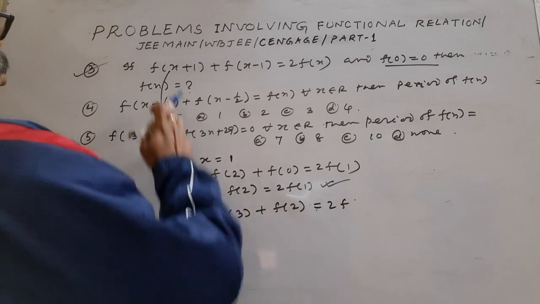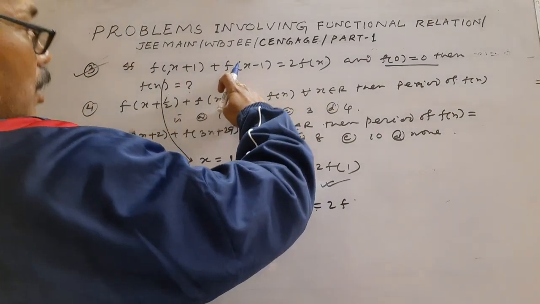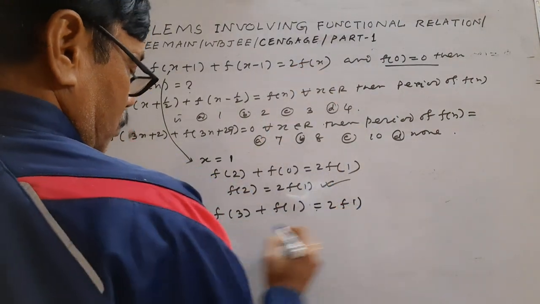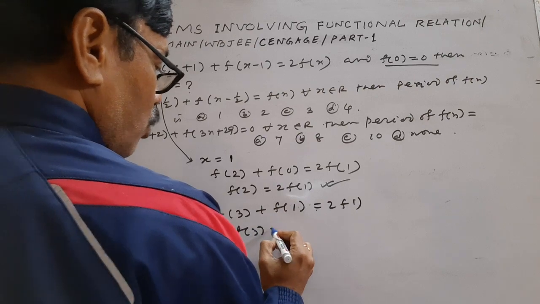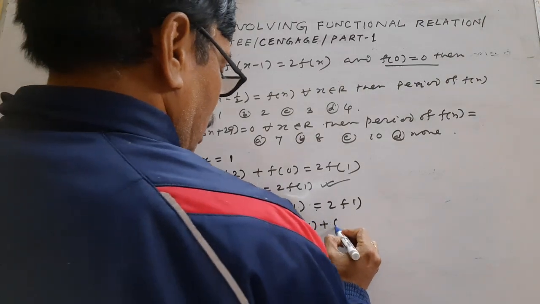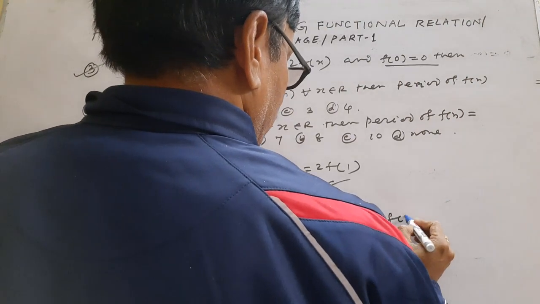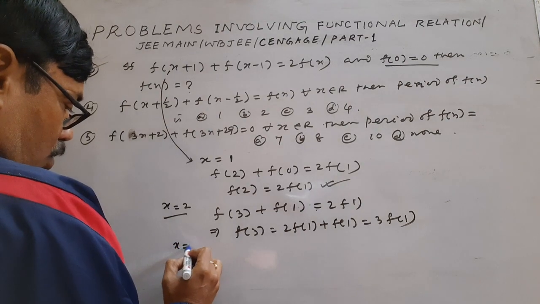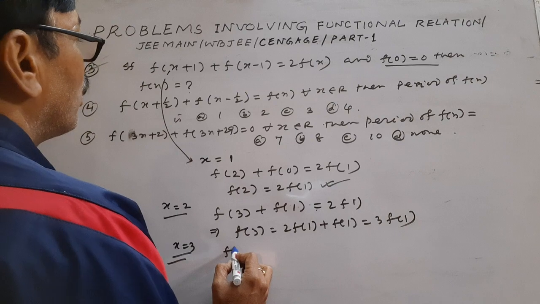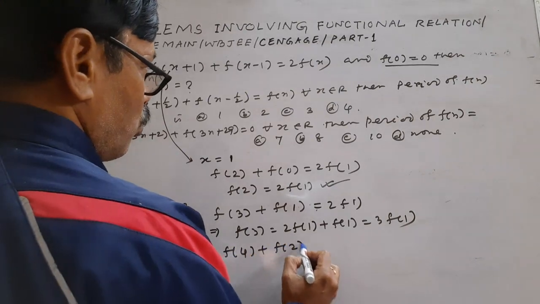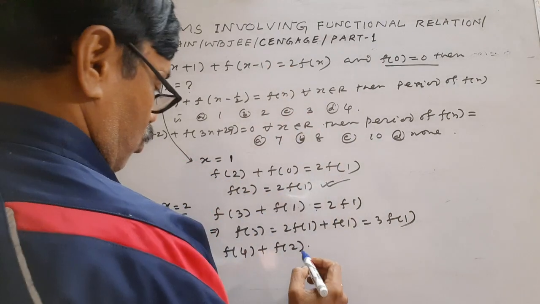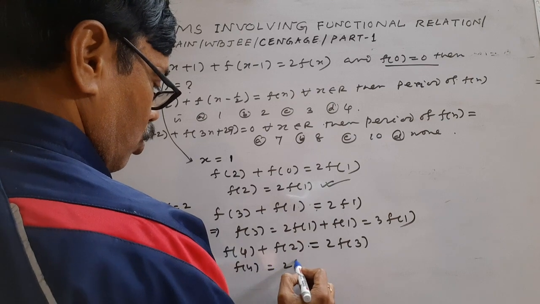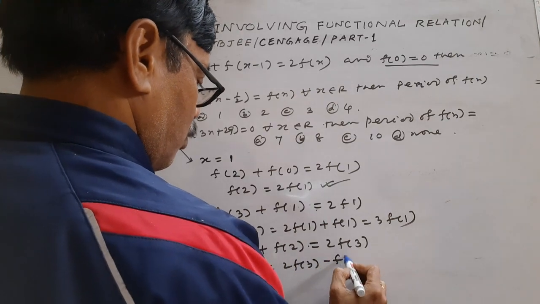If we put x equals 2, this is f3, this is f(2−1) which is f1, and this is 2f1. So what is f3? 2f1 plus f1, so 3f1. Putting x equals 3, we get f4 plus f2 equals 2f3. So f4 equals 2f3 minus f2.